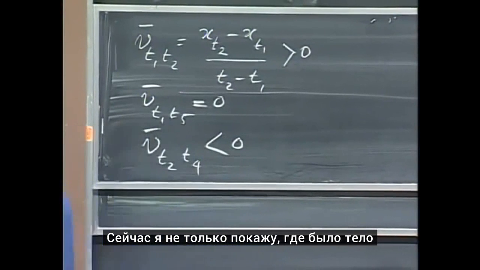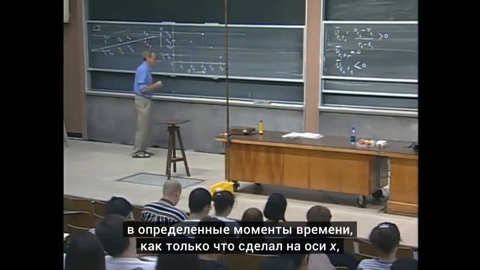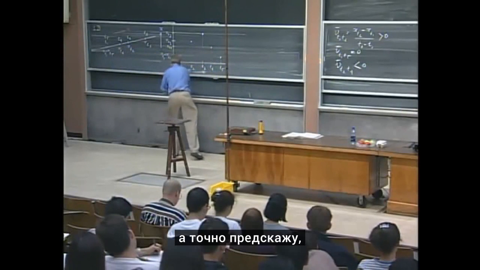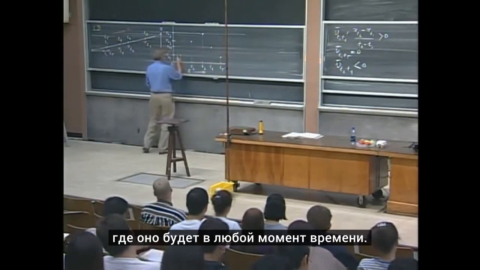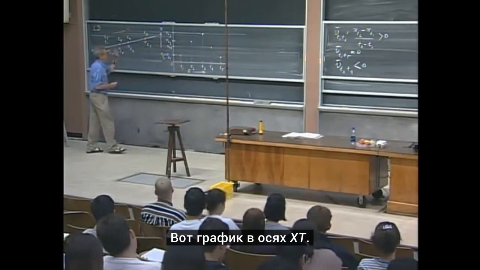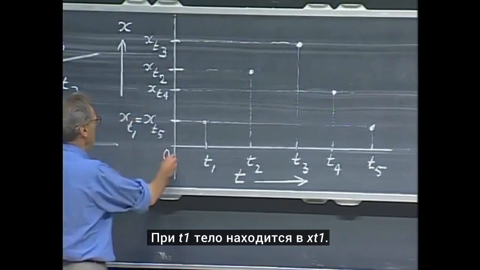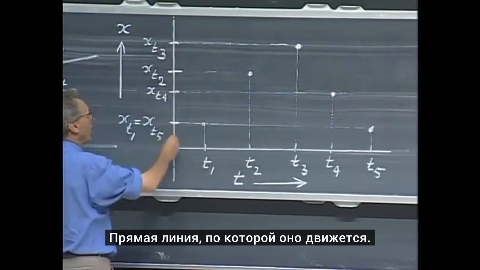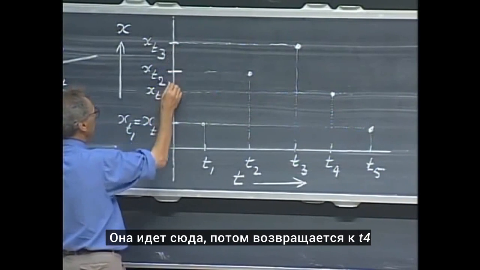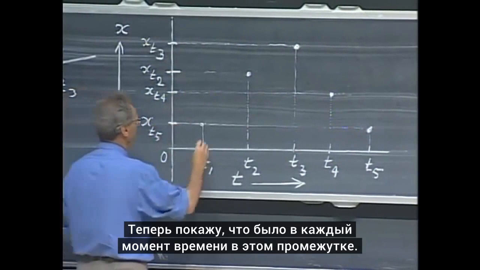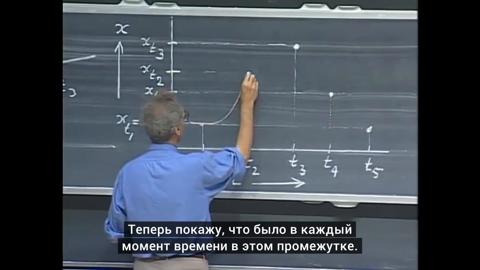Now I will give you not only the positions as I did here on the x-axis at discrete moments in time, but I'm going to tell you exactly where the object is at any moment in time. Here you see an xt diagram. So you see that at t1, the object is at position x(t1). This is the road of the object. This is the straight line where it's moving. It starts here, and it goes to this position. It goes to this one, it comes back to t4, and it comes back here. I will tell you now every moment in time in between.